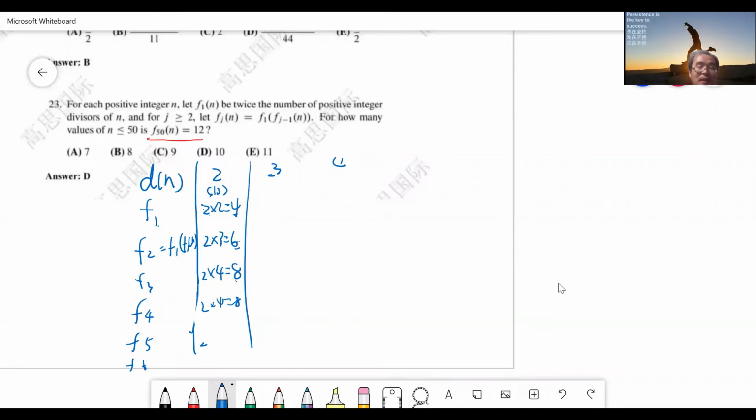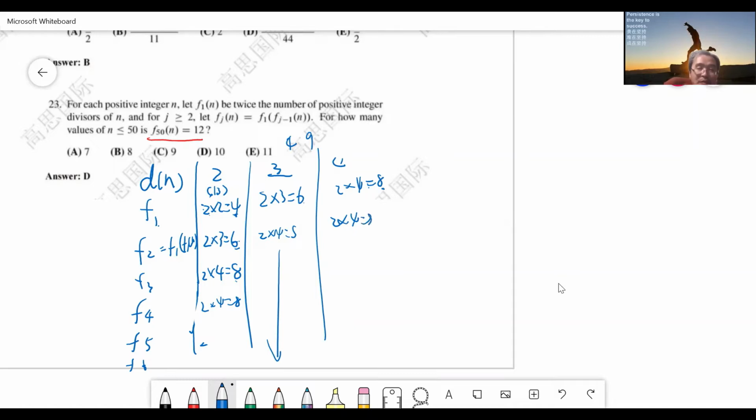Then look at 3 factors, for example 4 or 9, a perfect square with just 3 factors. Then f1 is 2 times 3, equal to 6. Continuing, the next is 2 times 4 equal to 8, so you get all 8 beyond. What about 4 factors? That's 2 times 4 giving you 8. 8 has 4 factors, then continuing, 2 times 4 equals 8. All 8 here, right? So you can see 1, 2, 3, 4 factors don't work for any of them.